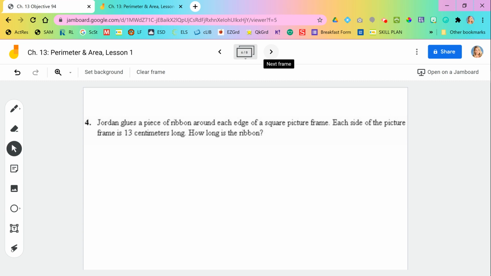Number 4. Jordan glues a piece of ribbon around each edge of a square picture frame. Each side of the picture frame is 13 centimeters long. How long is the ribbon? Now, this doesn't ask me what is the perimeter or what is the area, but you've got to think about these clue words: around, edge, square, frame. All of those words and how long, all of those words point to which one, perimeter or area? Hopefully you said perimeter.